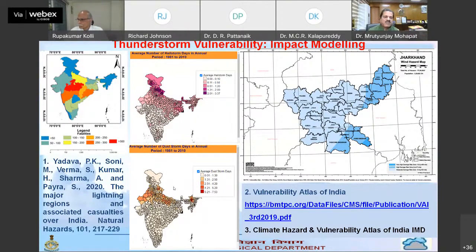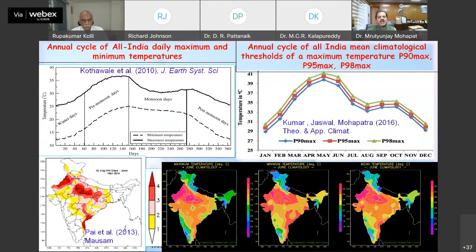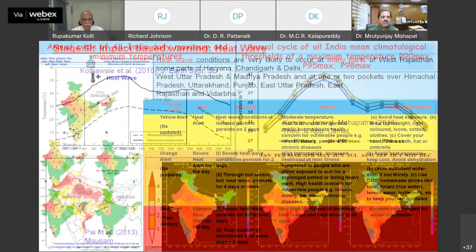It provides the vulnerability due to various types of thunderstorms, lightning, dust storms, and hailstorms. Now, last but not the least, that is the heat wave conditions. As you all know, India is very prone to high temperatures, especially in the months of June and July. And for that purpose, we continuously monitor and provide some kind of heat wave warning.